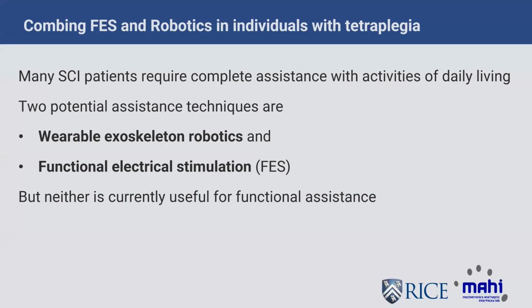The second topic I'm going to discuss is combining FES and robotics in individuals with tetraplegia. This is the focus of my PhD research, so a little bit more about it. The motivation is that many SCI patients require complete assistance with activities of daily living, and two potential assistance techniques are wearable exoskeleton robotics and functional electrical stimulation. However, in their current form, neither is really useful for full functional assistance due to some inherent limitations, as shown on this slide.